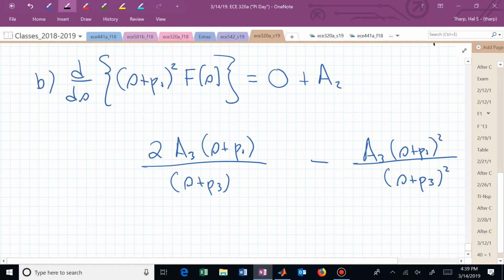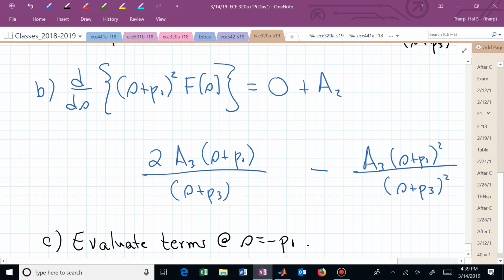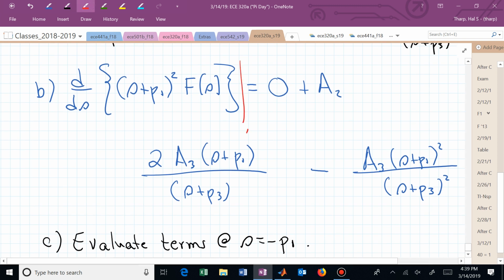Now, the next step in this process was to evaluate terms at s equal to minus p sub 1. Meaning, now I go back up here and I plug in s equal to minus p1. And what happens to those last two terms? They were ugly, but when I evaluate them at s equal to minus p1, do you see what happens to those two terms? They're gone.